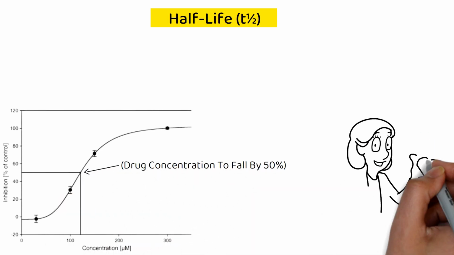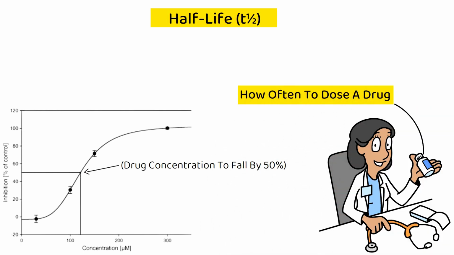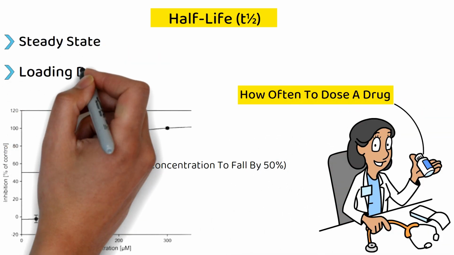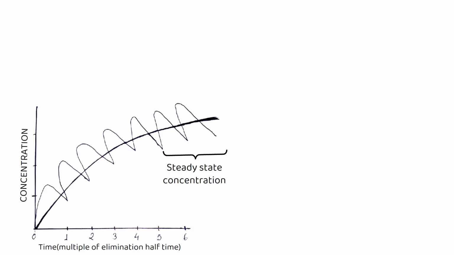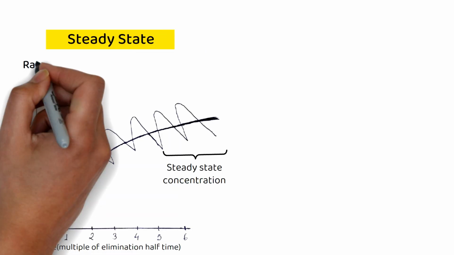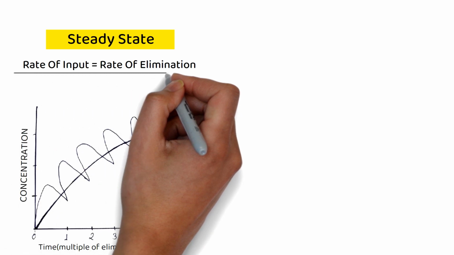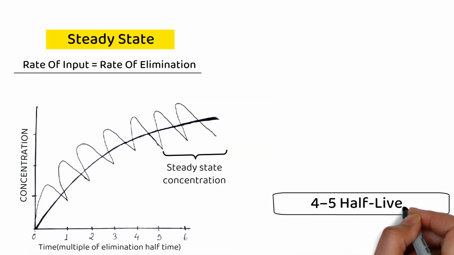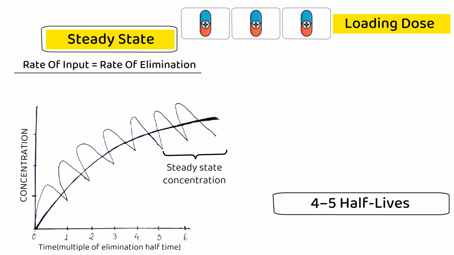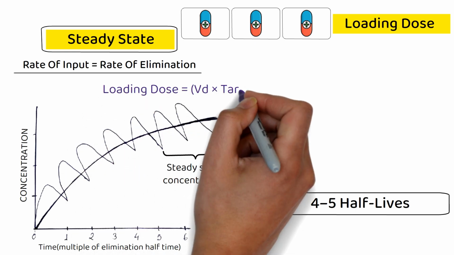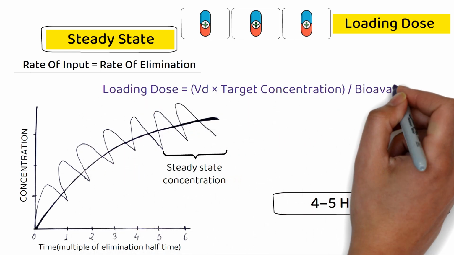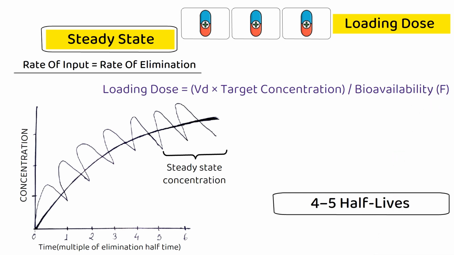It's key for determining how often to dose a drug. Steady state and loading dose. After repeated doses, the drug reaches a steady state, where the rate of input equals the rate of elimination. This usually takes 4 to 5 half-lives. To reach steady state faster, we can use a loading dose. Loading dose is equal to VD times target concentration divided by bioavailability, that's F.